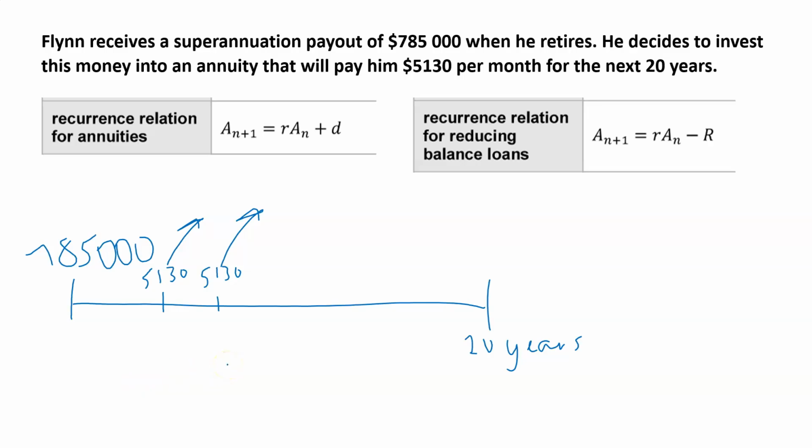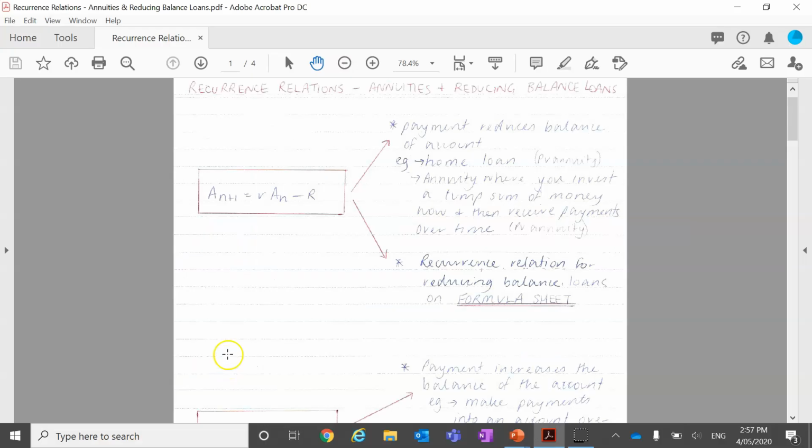Let's have a look now at this a little bit more closely. On your notes, I gave you those two rules and I gave you a few different situations of when you would use those. So for this first type, where we are subtracting the repayment or the payment, what we will find is that in this type, the payment is going to reduce the balance of the account because it's being taken away from the balance of the account. Two examples of that are a home loan, because when we make our repayments on a home loan, we are reducing the amount of money that we then owe the bank, which is the balance of our account.